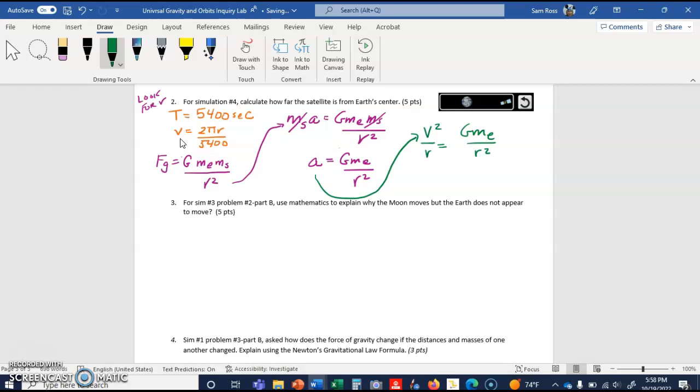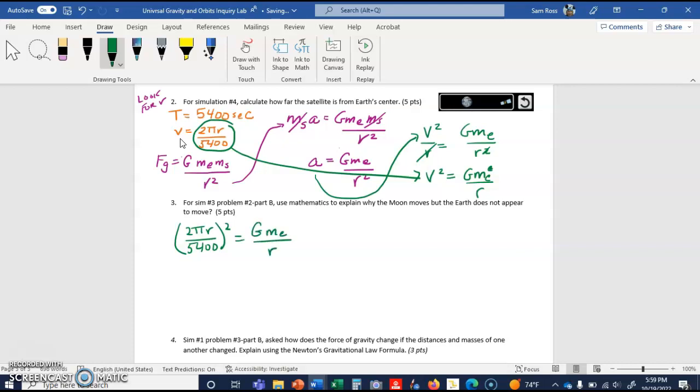If I multiply through by r, this is going to go away, and one of these is going to go away. So I have v squared is equal to G M_E over r. Then I'm going to substitute this into this. So I have 2 pi r over 5,400 squared is equal to the gravitational constant, M_E, over r.